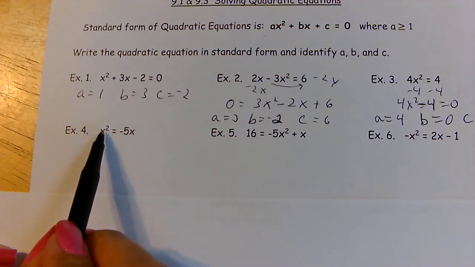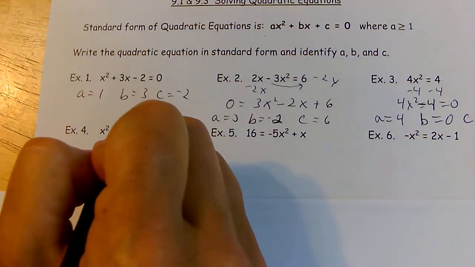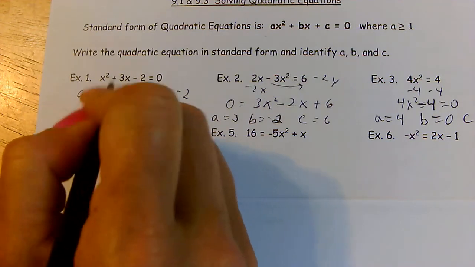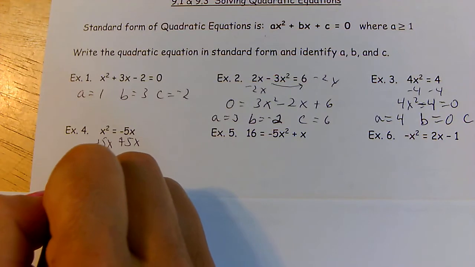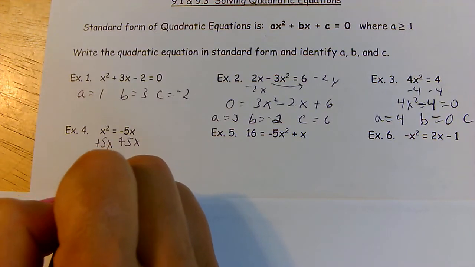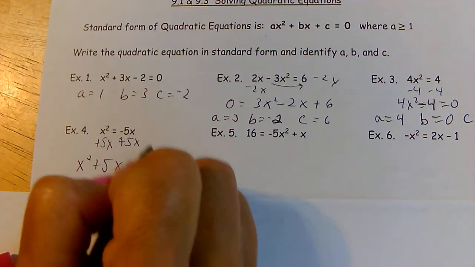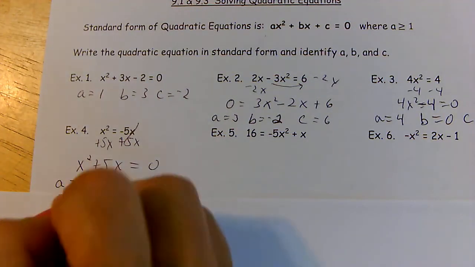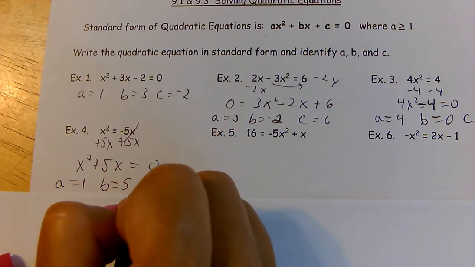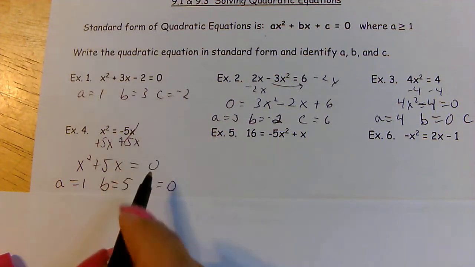Okay, I have a quadratic. It's not in standard form. The a is positive 1 over here. Bring my 5x over. So x squared plus 5x equals 0. So a is positive 1, b is positive 5, c is not there, so it's 0.